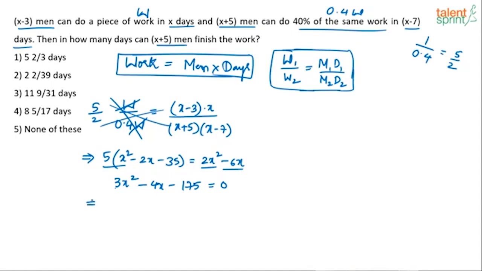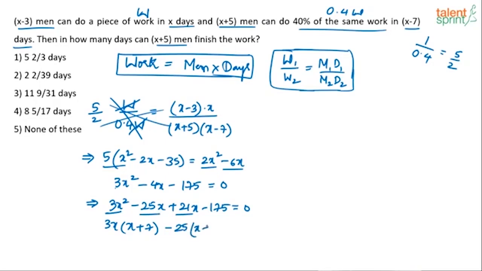So I can now take it as 3x squared minus 25x plus 21x minus 175. So if I take 3x common, I get x plus 7. If I take minus 25 common, I get x here, plus 7 here. So what's the value of x? See, one value of x is going to be minus 7. What will this lead to? 3x minus 25 into x plus 7 equals 0. You know that one value of x is going to be minus 7. Can x be minus 7? No. Number of men or number of days cannot be negative. So x cannot be minus 7, which means x has to be what? X should be equal to 25 by 3.